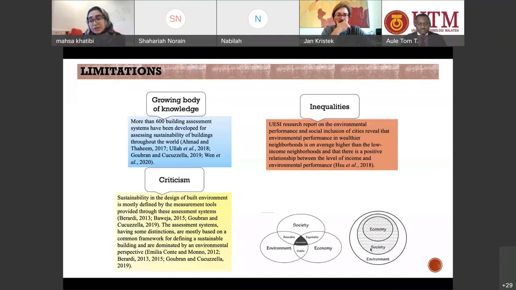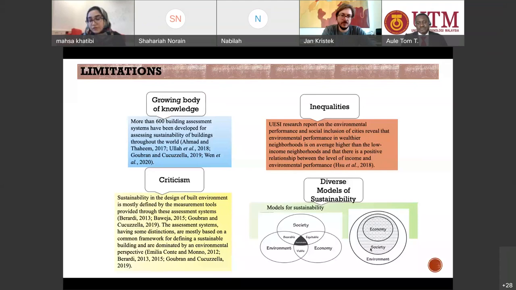And of course, there are diverse models of sustainability, where some say that there are three equal dimensions, and others say that no, the dimensions of environment, economy, and society cannot be equal. One has to be a broader dimension. For example, in the second case, we can say that society is a subset of environment. So people have to collaborate all together to protect the environment. There are different theories of how it can work.